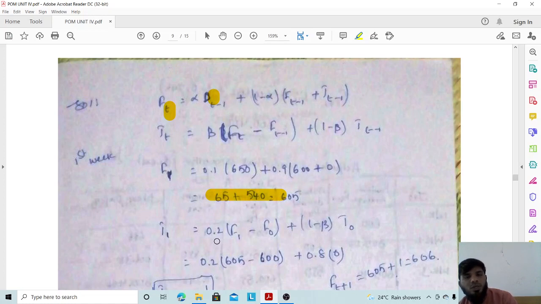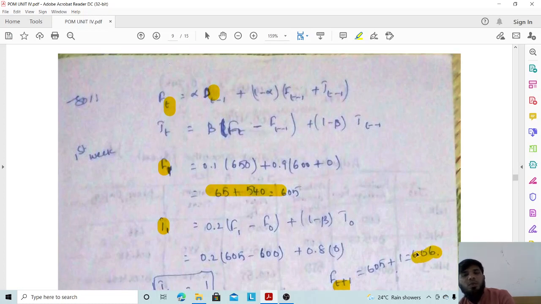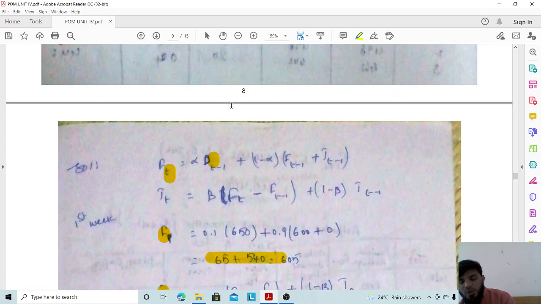Next, with this, you know the total forecast for the second week. When you have the forecast for the first time period, first week, you can calculate the forecast for the second week, that is F(1+1), the forecast for the second week. The forecast is 606, but the actual demand is 600. First of all, you have to understand that forecasting is done before the supply of the product.